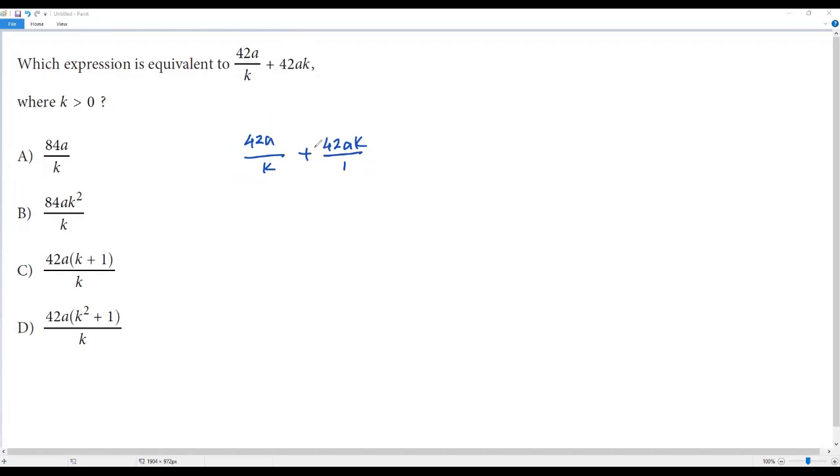Whenever I want to do addition or subtraction between two fractions, I need to get the same denominator for both the fractions. Here in the first fraction, the denominator is k. Now we have to get the same denominator over here. Already we have denominator 1, so let's multiply both numerator and denominator by k. Then we have 42a over k plus, when I multiply 42ak and k, I am getting 42ak squared divided by 1 times k, which is k.